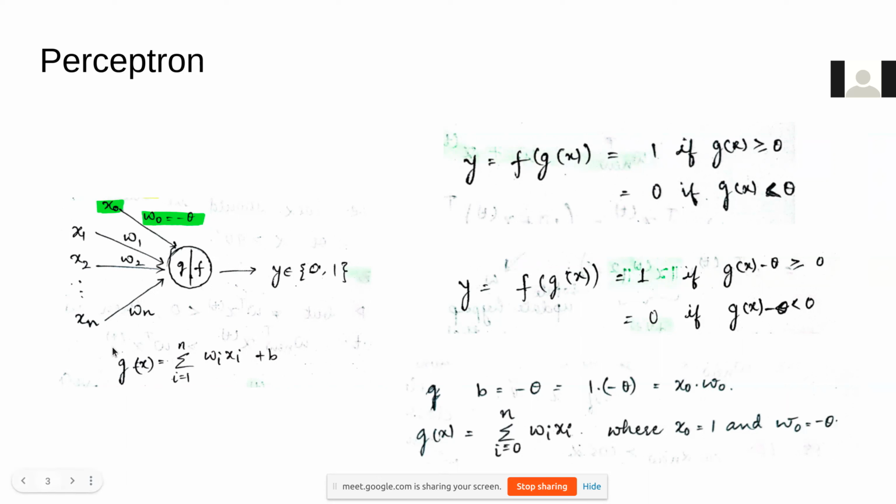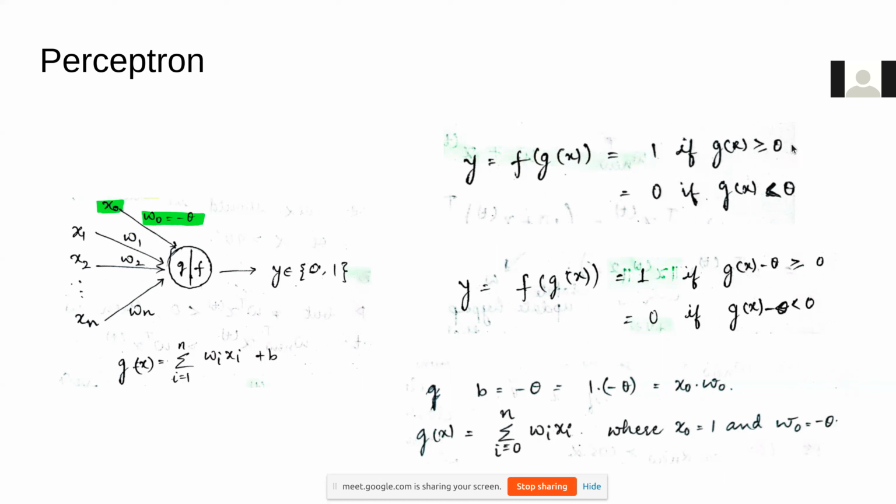Once we have this g of x here, we will be using a threshold theta, which will be used to decide the output label of this input x. So if the value of this g of x is greater than some threshold theta, then this model will predict the value 1. If the output of g of x is less than theta, then the output will be 0. Now, this is dependent on theta, and this is something we have to fine tune.